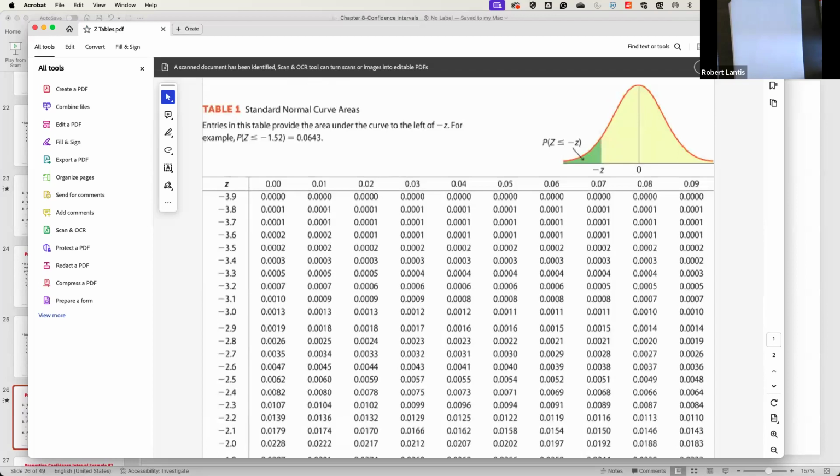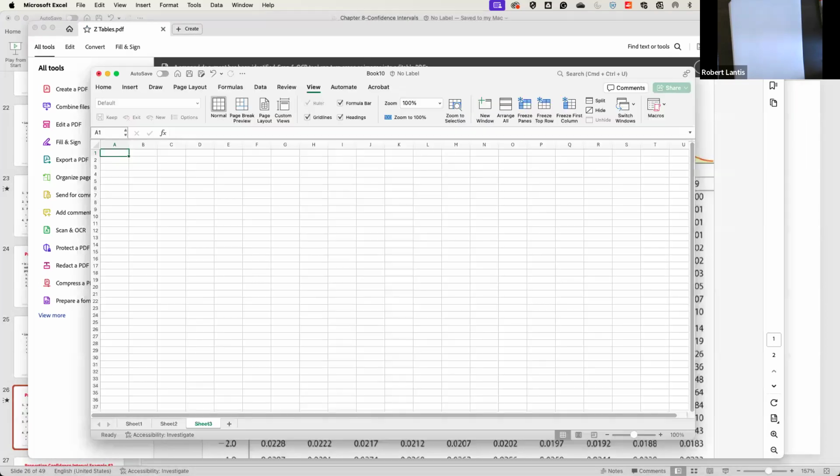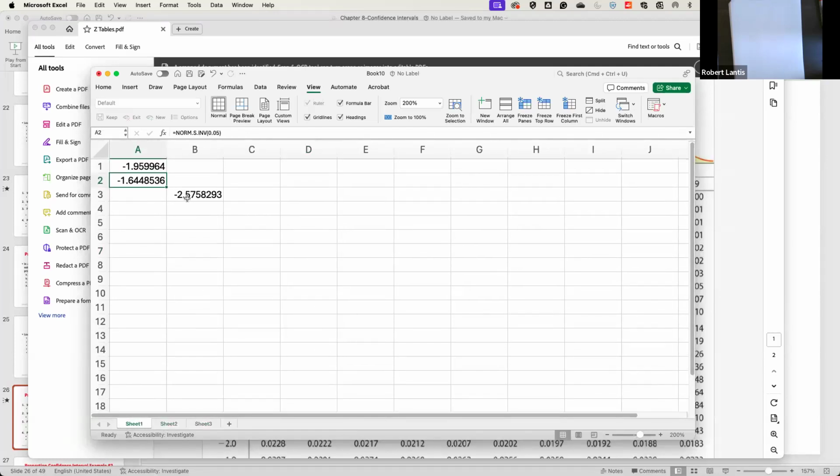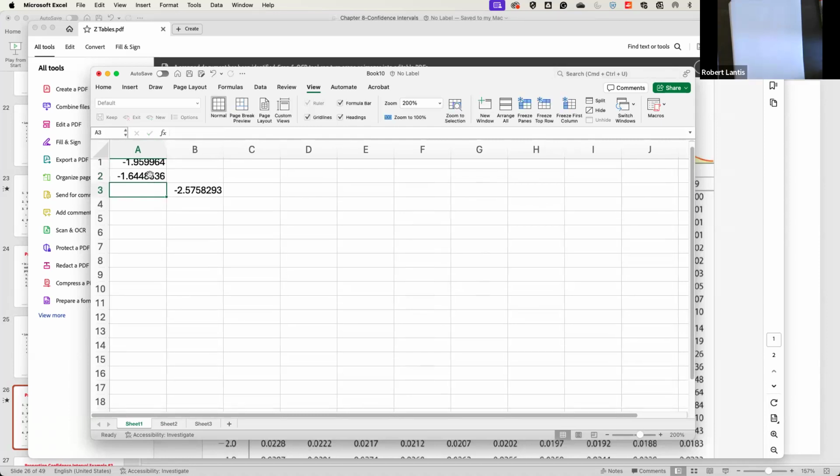I also could have, just as a reminder, we already had all this work from before. I could just use NORM.S.INV. I tell it alpha over 2 or 0.05. It would give me that same value of 1.65 approximately, right? I rounded this, or 1.645.